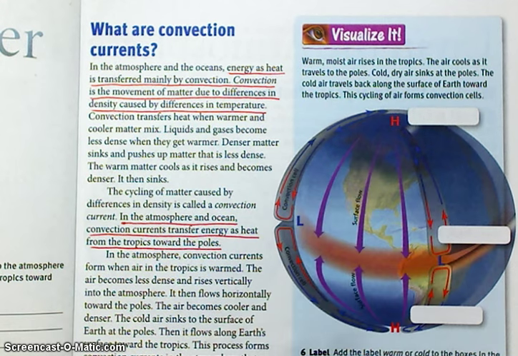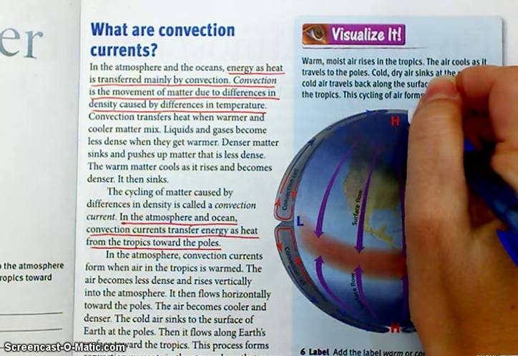Now, here it says warm, moist air rises in the tropics. The air cools as it travels towards the poles, and cold, dry air sinks at the poles and travels back along the surface of the Earth towards the tropics. This cycling of air forms convection cells. Add the label warm or cold to the boxes in the diagram to show the air temperatures at the poles and the equator.